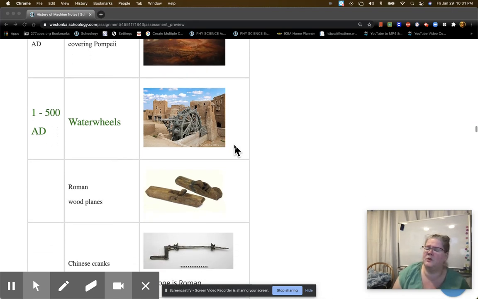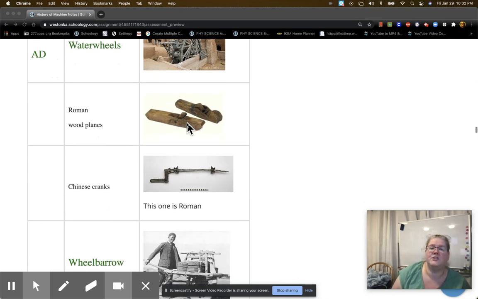Water wheels, somewhere between 1 and 500 AD. We know they came into Advent, and it allowed these jugs to go down and basically let the air out, put water in, and then it would come up to the top and bring water up from down lower. And eventually we figured out how to make water wheels turn machinery and use and harness that power. The Roman wooden planes.